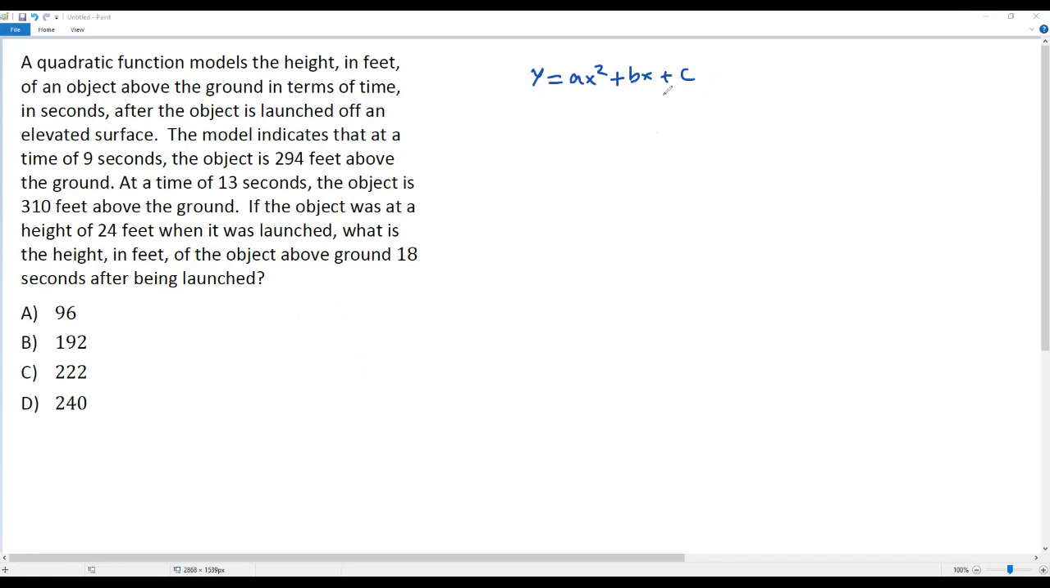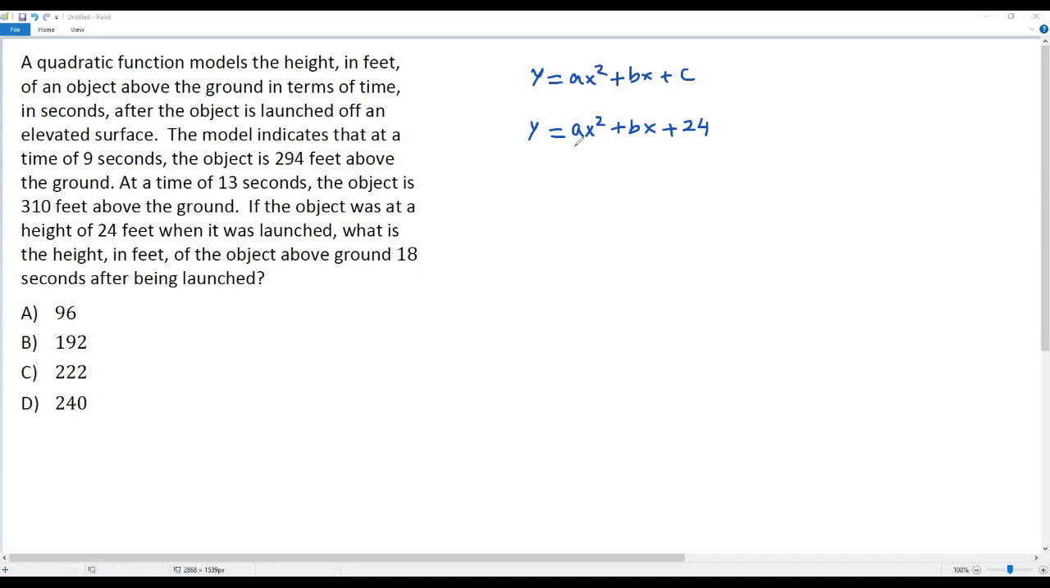We can plug in 24 for the constant. Then the function becomes y = ax² + bx + 24. Now my aim is to get the values of the two constants a and b. Once I get the values of these two constants, the quadratic function will be complete, and we can plug in 18 for x and get the value of y, the height reached by the object 18 seconds after being launched.